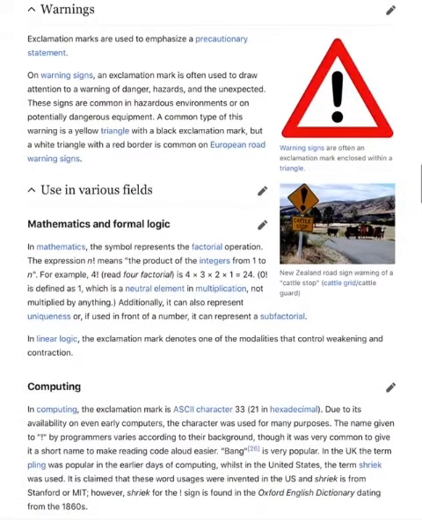Warnings. The exclamation mark is used to emphasize a precautionary statement. On warning signs, an exclamation mark is often used to draw attention to a warning of danger, hazards, and the unexpected. These signs are common in hazardous environments or on potentially dangerous equipment. A common type of this warning is a yellow triangle with a black exclamation mark, but a white triangle with a red border is common on European road warning signs.